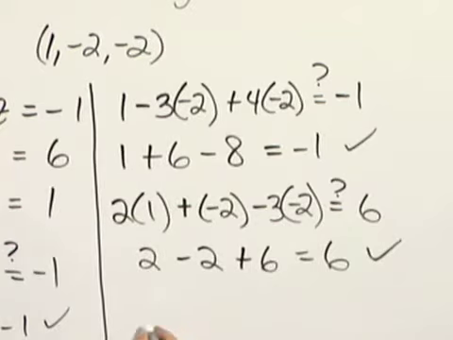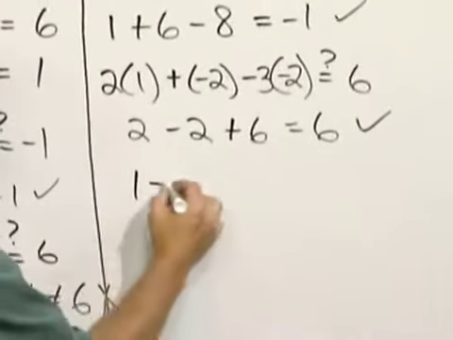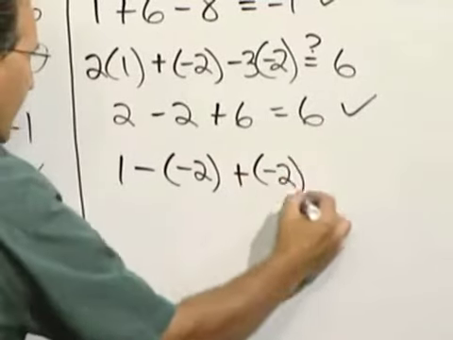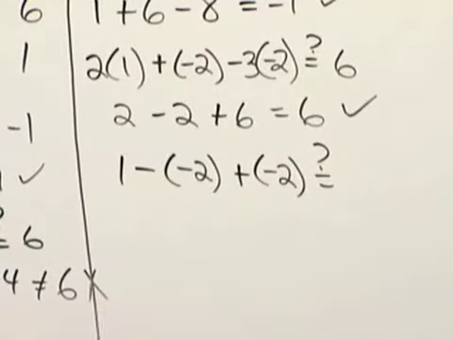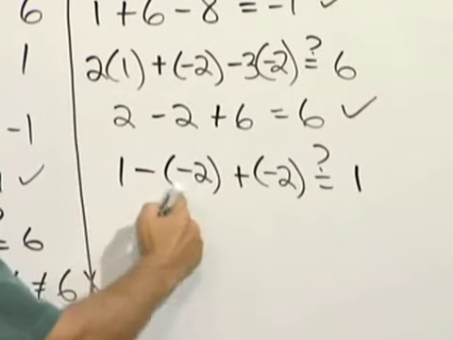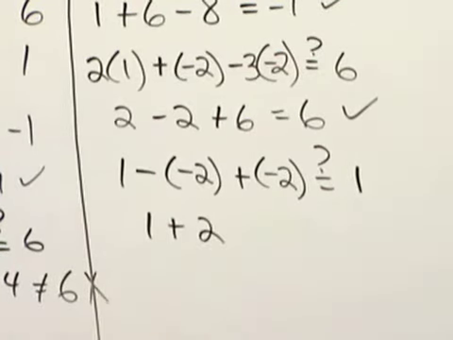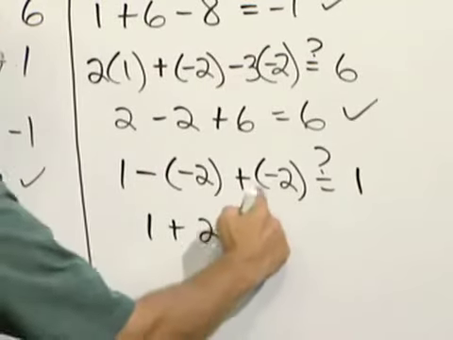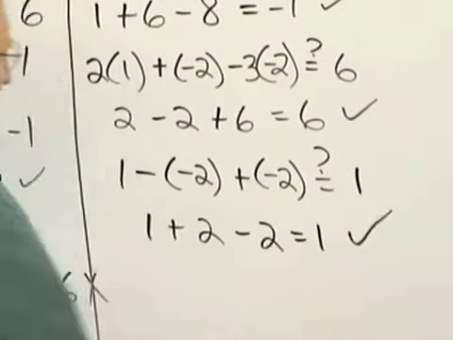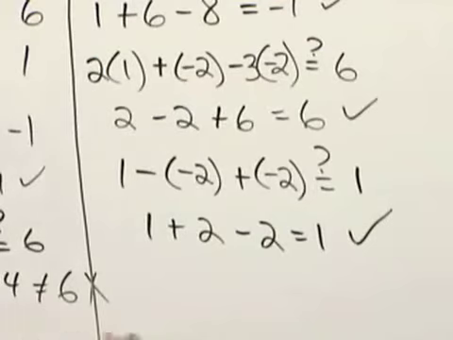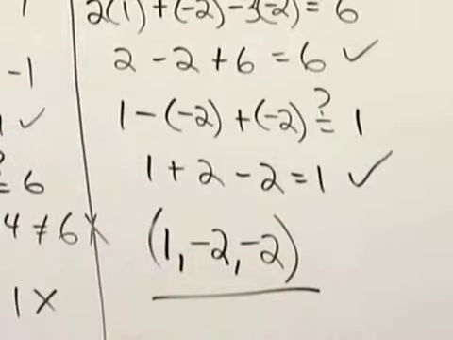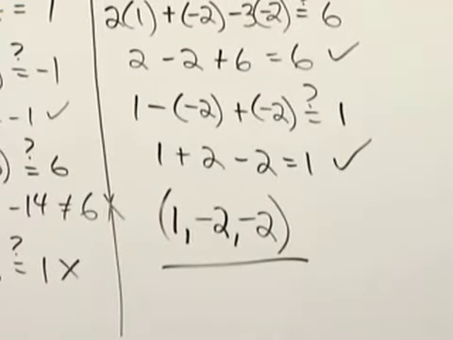For the third equation, we want x, which is 1, minus y, and y is -2, plus z, and z is -2. And we want to know, does that equal +1? We have 1 minus a -2. When you subtract a negative, it's the same as adding a positive, so it's 1 plus 2. And adding a negative is the same as subtracting a positive. And so we'll see that that does, in fact, equal 1. And it checks in all three equations. And so the ordered triple (1, -2, -2) is a solution to that linear system.